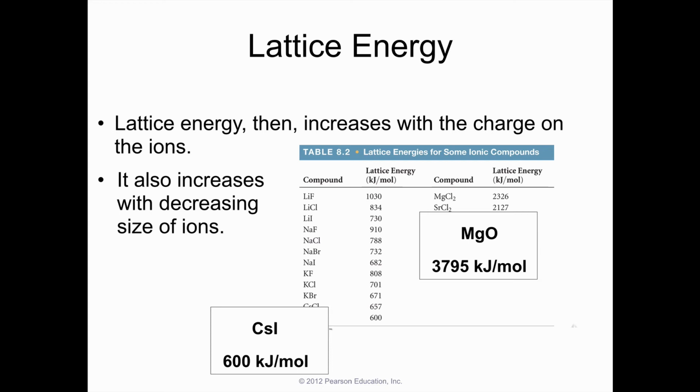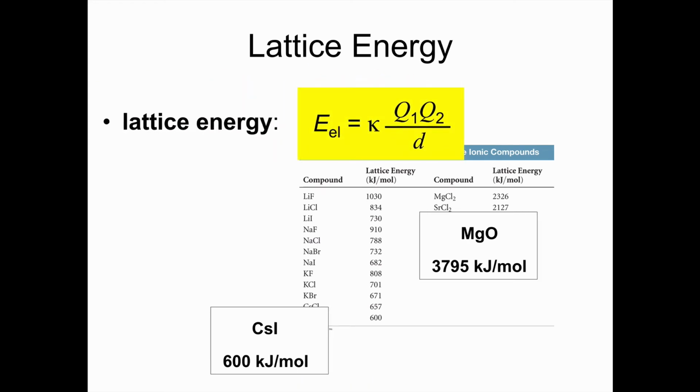So the question is why? Why the big release? Answer, according to Coulomb's law, we have a larger charge on the magnesium ion, +2, and a larger charge on the oxide ion, -2, than cesium or iodide. And they're smaller. Magnesium ion and oxide are smaller ions. So small ions, big charge, big release.